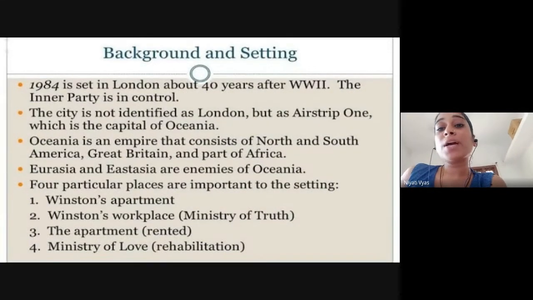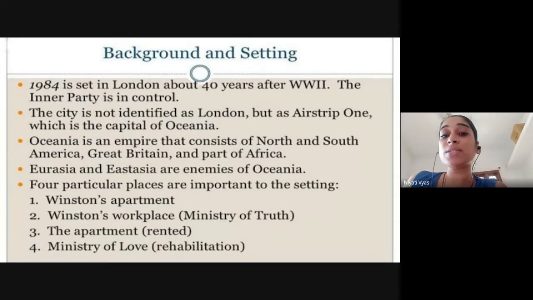Now coming to background and setting. 1984 is set in London, about 40 years after World War II. The inner party is in control. The city is not identified as London, but as Airstrip One, which is the capital of Oceania. Oceania is an empire that consists of North and South America, Great Britain, and part of Africa. Eurasia and Eastasia are enemies of Oceania.